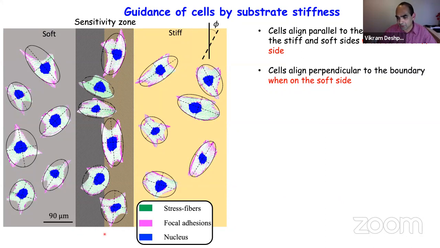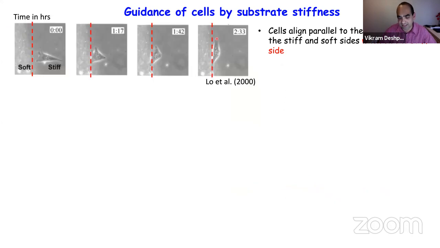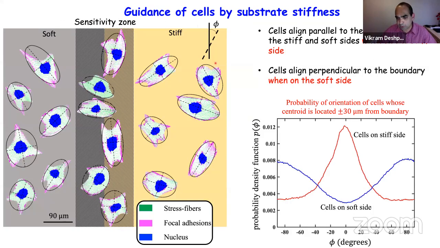And so here, as you saw, the cells are orienting themselves along this boundary like that. What we are showing is that the probability density of the orientation of the cells peaks at 0 degrees for cells on the stiff side. It will actually be the other way around for the cells on the soft side, but that's a detail that we can talk about later.